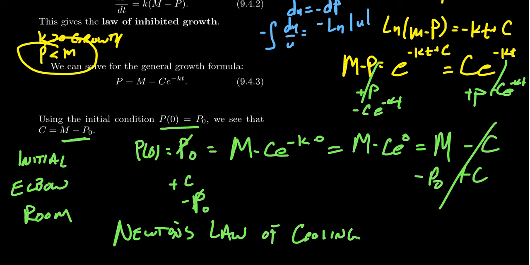In that context, if you've seen this before, you take M to be the temperature of the environment. So if you take a really hot cup of chocolate and put it in the refrigerator, the population could be its temperature, which, when you put it inside the refrigerator, can't get colder than the refrigerator it's in. You'll see that its temperature will decay closer and closer towards the temperature of the refrigerator. If it's really hot, at first there'll be a rapid decay of cooling, but as it gets closer and closer to the temperature of the environment, it'll slow down dramatically.